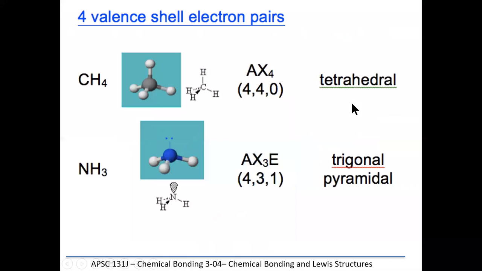Now, again, we've already shown methane. It's an AX4 arrangement. It's a 440. Here's a picture of it. Ammonia is another shape. So the ammonia shape is really derived from this basic shape, except you remove one hydrogen and show the electron pair. I've shown that. This, we're going to call it a pyramidal shape. You could call it trigonal pyramidal if you so desire. You could just call it pyramidal. This shape we call tetrahedral.